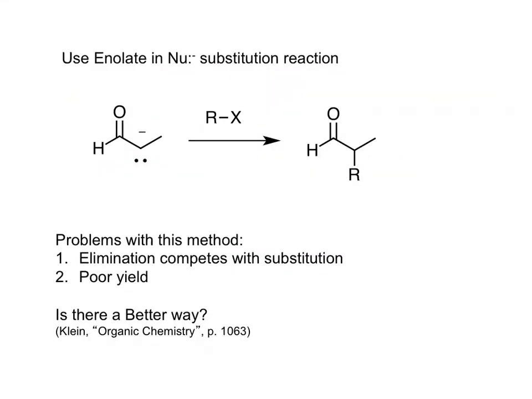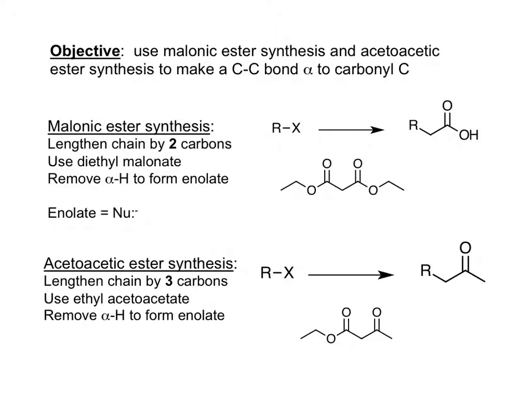In organic synthesis, it's often desirable to alkylate the alpha carbon. So one way to do that is to take the enolate ion and react it with an alkyl halide in a substitution reaction. But one problem is that elimination competes with substitution, and as a result, the yield is poor. So is there a better way? So there is a better way.